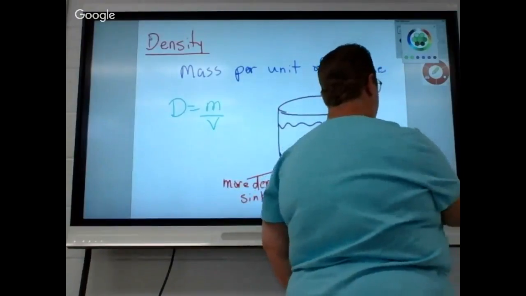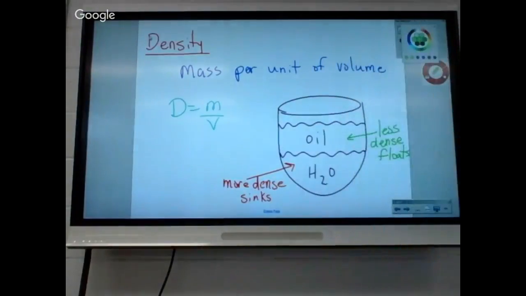So, any of y'all work somewhere? Fix soft drinks? Nobody works? Nobody has to fix soft drinks, tea, anything? If you ever have to, when you do that, you will find that ice does what? Float. It floats. Why does the ice float? Because it's less dense. That's right. What's less dense? The ice is less dense because the ice went where?